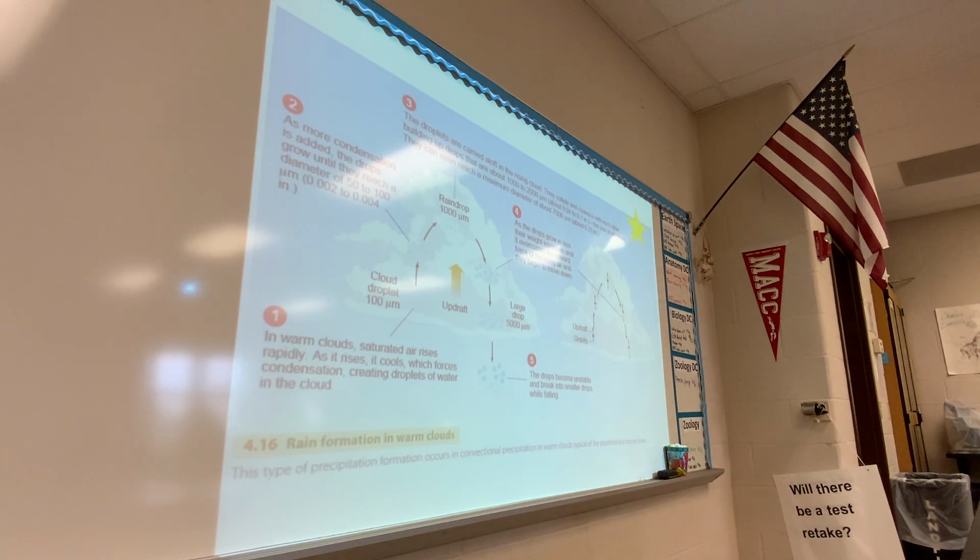This is showing how it works with the different temperatures and how the precipitation forms, the updrafts and the droplets, and how the droplets, once they condense in the cloud, get too heavy and fall out of the cloud. As they're falling out, they start to lose some of that density and start to evaporate a little bit. By the time they reach the surface, they're actually smaller than when they left the cloud.